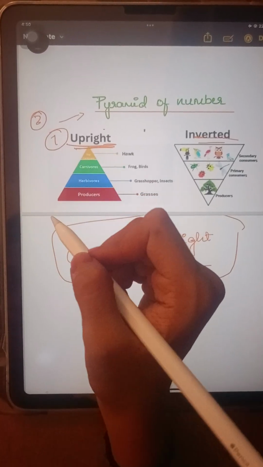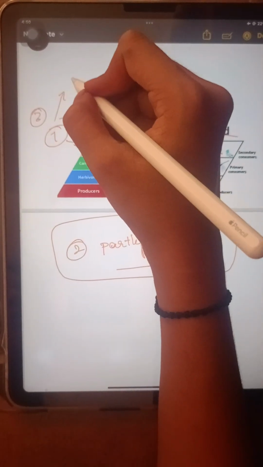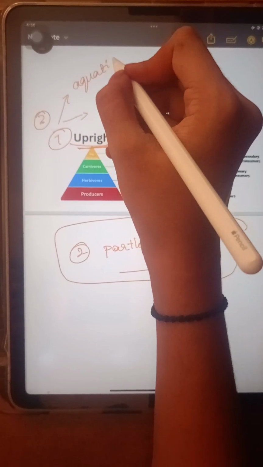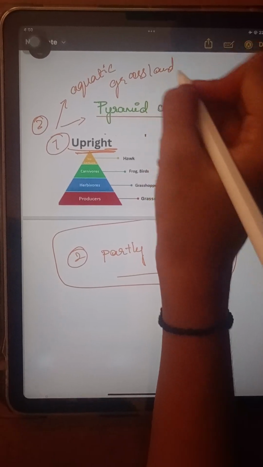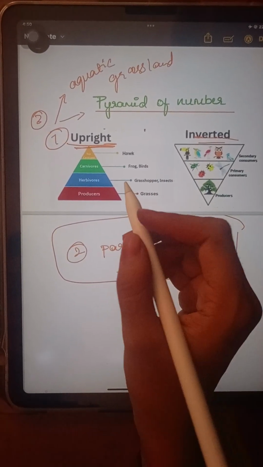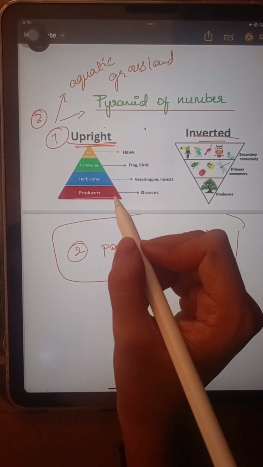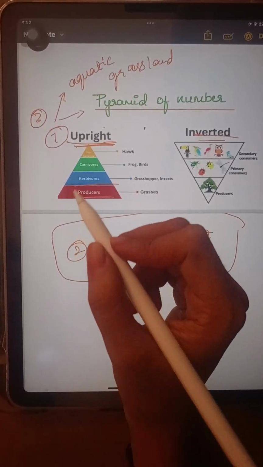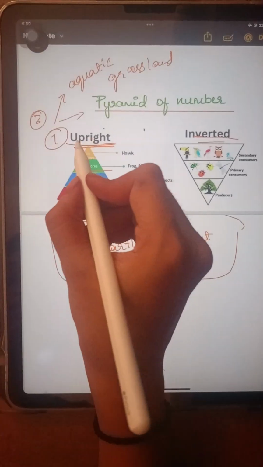Coming to the upright pyramid, this type of pyramid of number is found in the aquatic and grassland ecosystem, where there are numerous small autotrophs which support fewer herbivores and then support smaller carnivores, and so on. So this is upright pyramid.